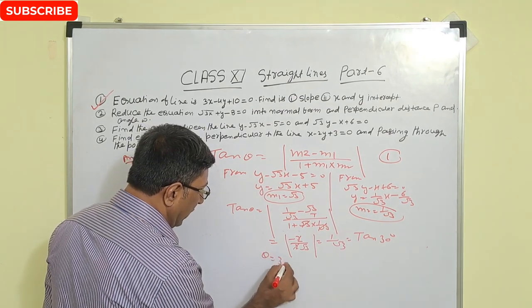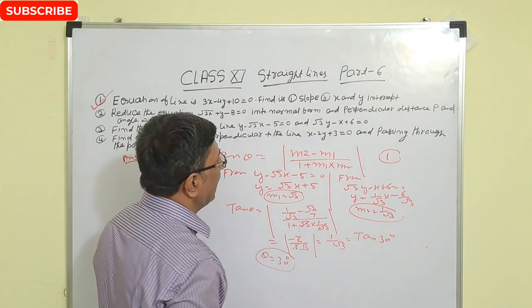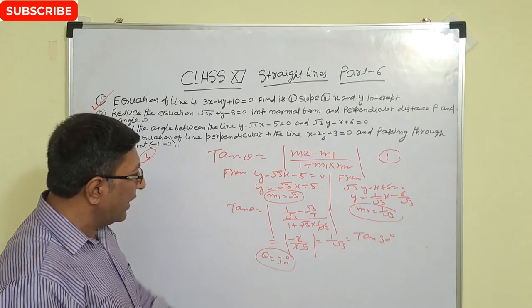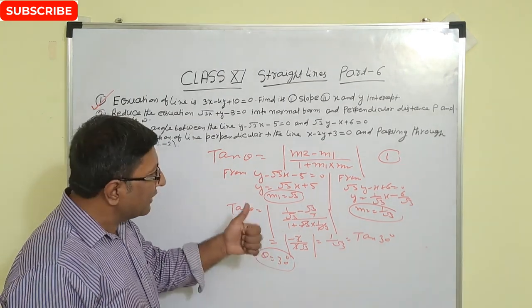So theta equal to what? 30 degree. So our correct answer, angle between two lines is what? 30 degree. This is the correct answer.